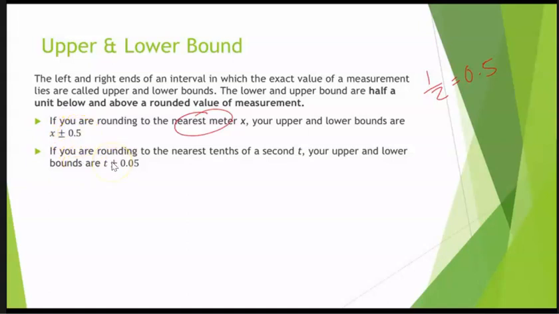Now if you're rounding to tenths of a second, however, you're not going to use 0.5 again. Tenths of a second is represented by 0.1, and half of tenths of a second is 0.05. So in this case, my interval is going to be in increments of 0.05, above and below my exact value.